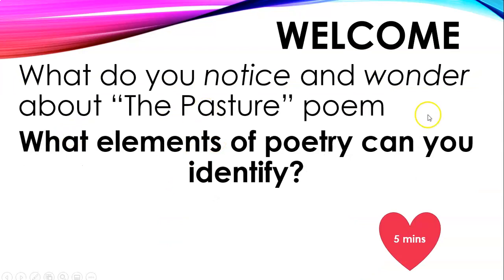So today we're going to notice and wonder about the pasture poem. What elements of poetry can you identify? I'm going to give you some thinking time for this. Your anchor chart should be in front of you. Elements of poetry, remember: the line, the stanzas, the line break. Is there any repetition? And is there any rhyme scheme?